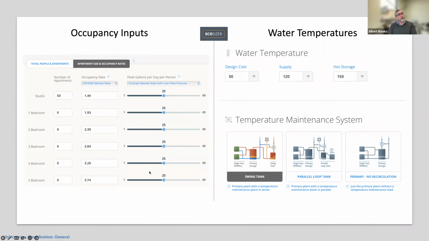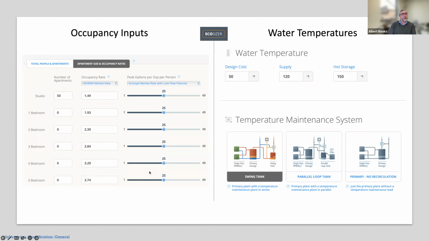So this is how it works. On the occupancy inputs, on the left-hand side of the screen, essentially we're going to describe a building. There are two ways to describe a building, and we'll pick one. The profile on the far left says total people and apartments. The next one is apartment size and occupancy rates. You can use either one. They'll give you good results. Right now, we're using number of apartments and occupancy rate.